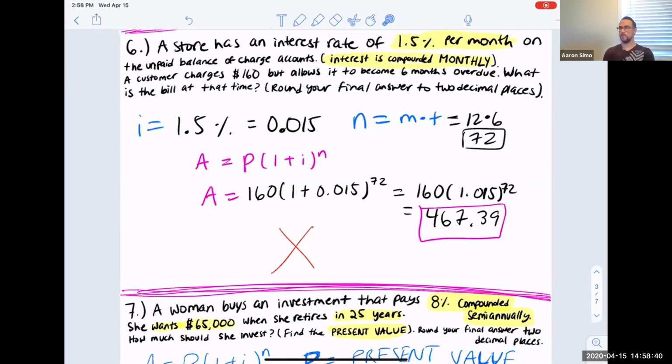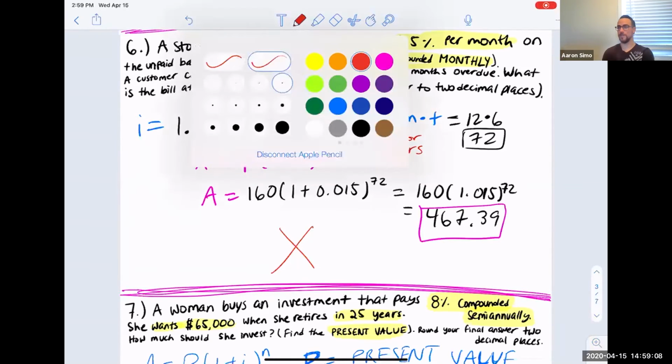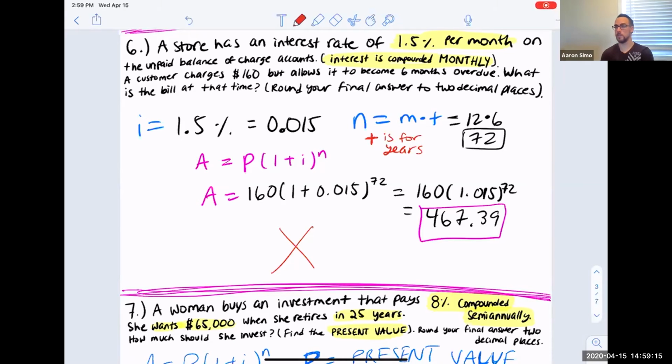But the thing is, T, I see one of your mistakes. For time, you put 6 years, right? Because T is for years. Okay. I said that kind of wrong. I should have said T is in years. Yeah, in years. Okay, so that's where I messed up. But N equals M times T. That's correct, right? Correct, yeah. Okay. That is correct.